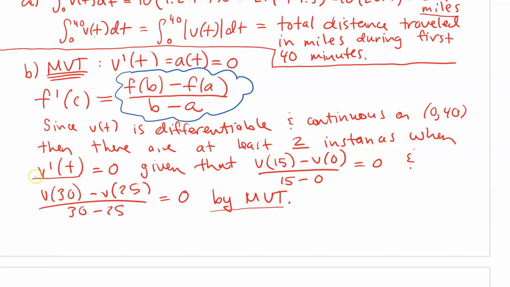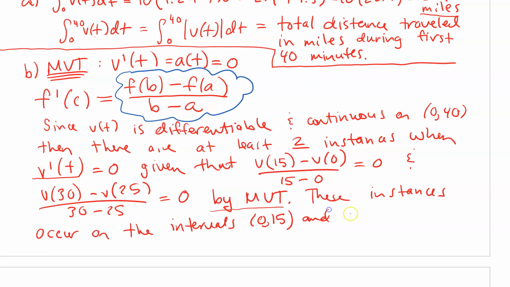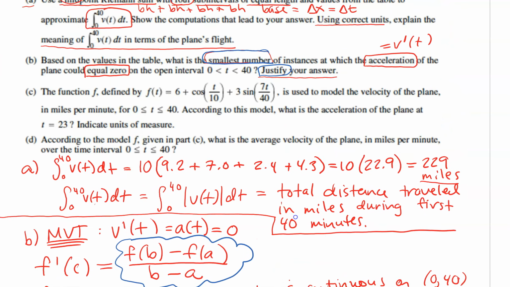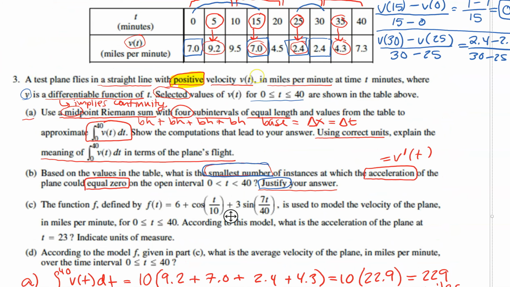There are 2 instances when the derivative of velocity is 0, given that these are the average rates of change that are equal to 0. We could say these instances occur on the intervals 0 to 15 and 25 to 30. So basically what we were looking for was where change in y would be 0, right?